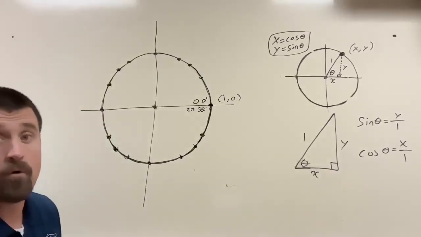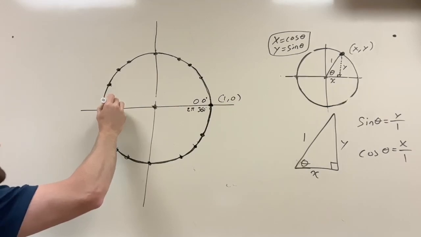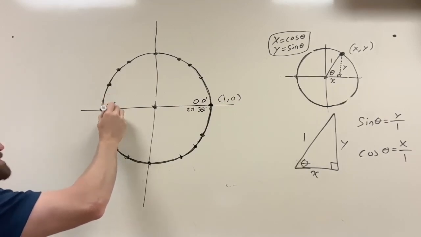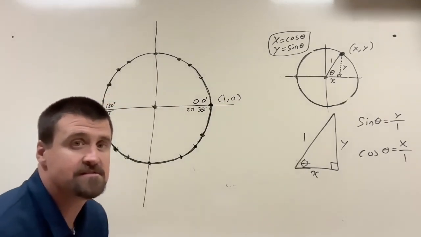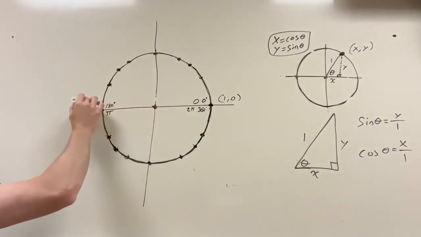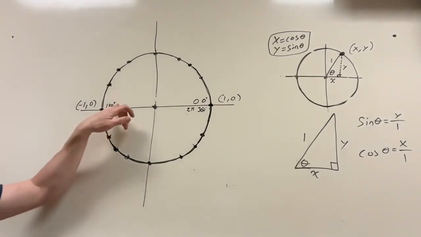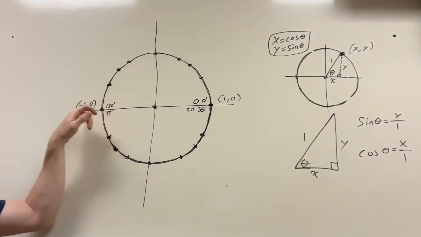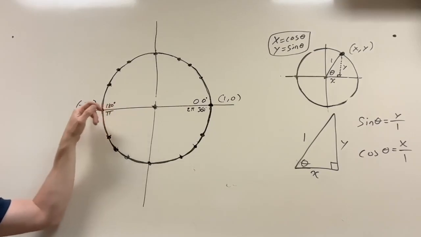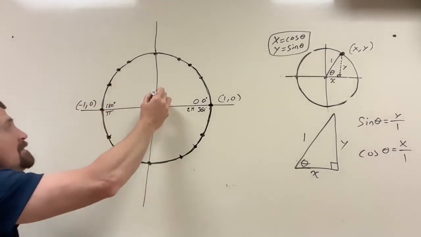Let's look at a few more points. This one over here is 180 degrees, which is pi radians. All right, the coordinate point is (-1, 0). So that means the cosine of 180 is -1. The cosine of pi is -1. The sine of 180 is 0. The sine of pi is 0.